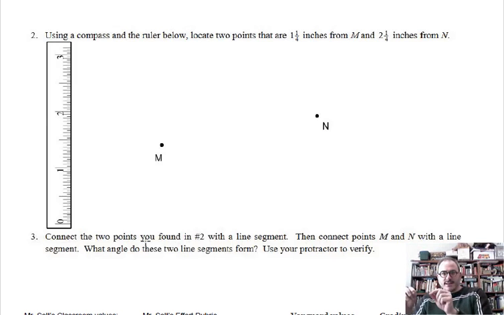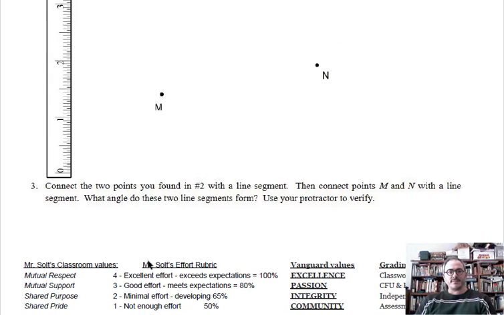Go to N. Use your ruler to measure out a distance of 2¼ inches, and then make a little mark on that. Take your compass, copy that measurement of 2¼ inches, and then make a big arc mark around N at 2¼ inches, and find the 2 points where that will intersect. And then connect the 2 points you found in number 2 with a line segment, and then connect points M and N with a line segment. And what angle do you think these 2 line segments form? And use your protractor to verify.